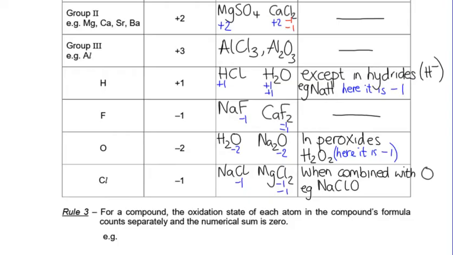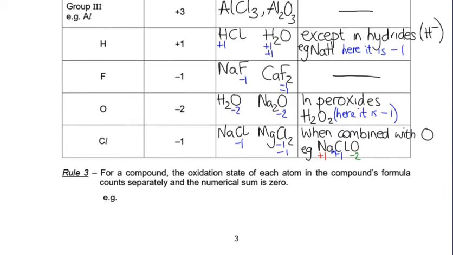NaClO, given that we know that the sodium is +1 and oxygen is -2, what's the chlorine? The chlorine would have to be +1 to balance out that charge. Okay, so we've got +1. So it varies depending on the compound.